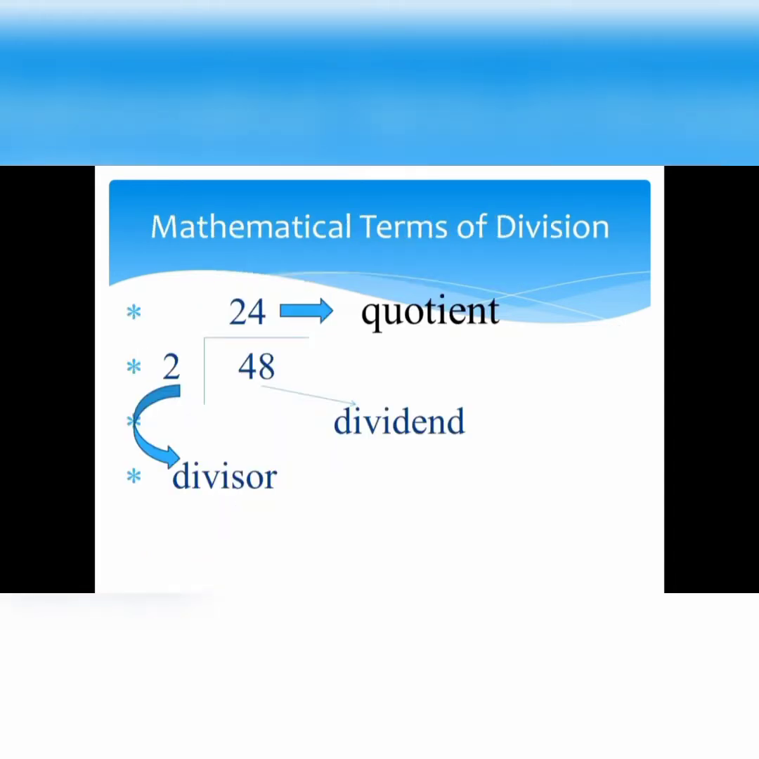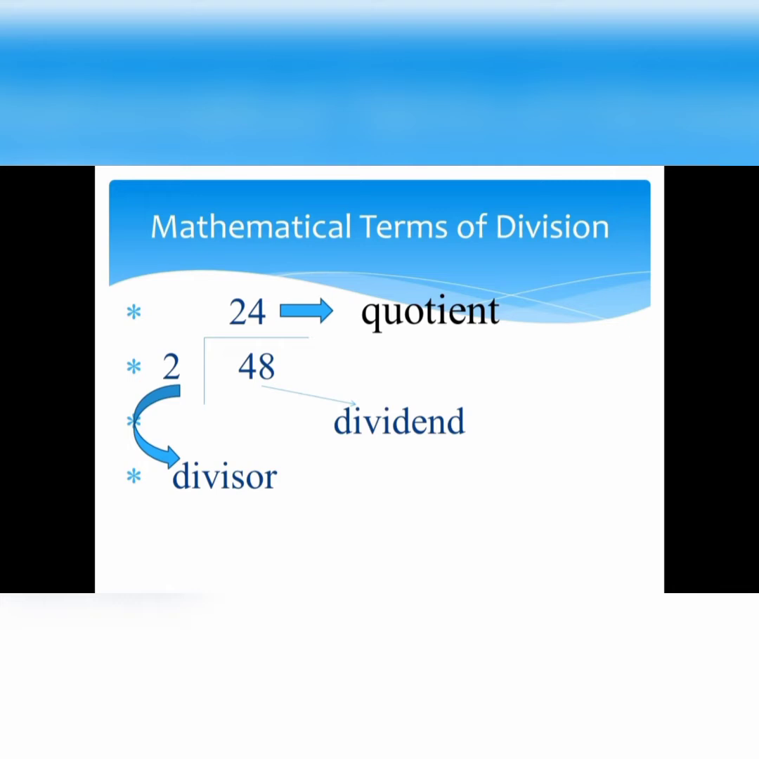Now what are the mathematical terms we use for division? As you can see, this is 48 divided by 2. So this 2 is called the divisor. This 48 is called the dividend, and the answer we get when we divide 48 by 2 is 24. So this 24 we call the quotient. Yes, this answer is called in mathematical terms a quotient.